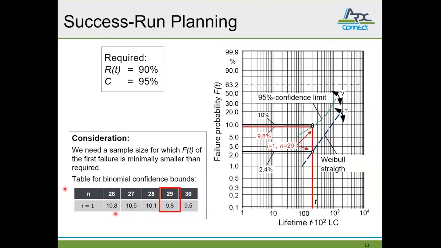So here I got for you the table for the binomial confidence bounds. And as you can see, for exactly 29 samples, the failure probability for the first failure is just a little bit under 10%, so 9.8%. So as you can see, it is a totally worst case assumption, because due to the lack of information of the failure times, we have no other chance when it comes to this kind of testing scenario. So absolute worst case assumption.